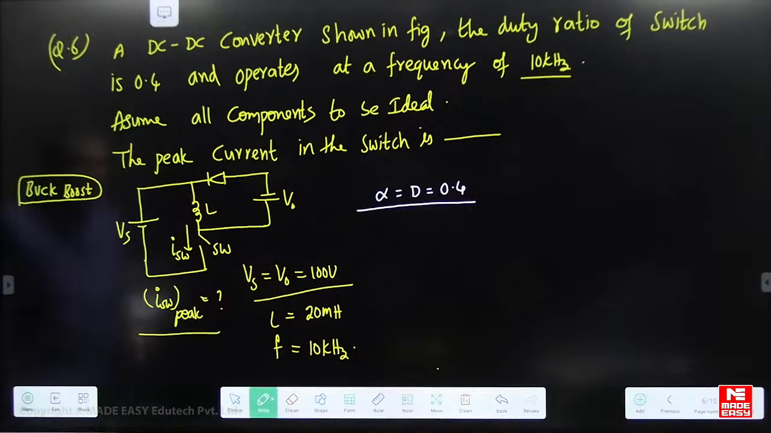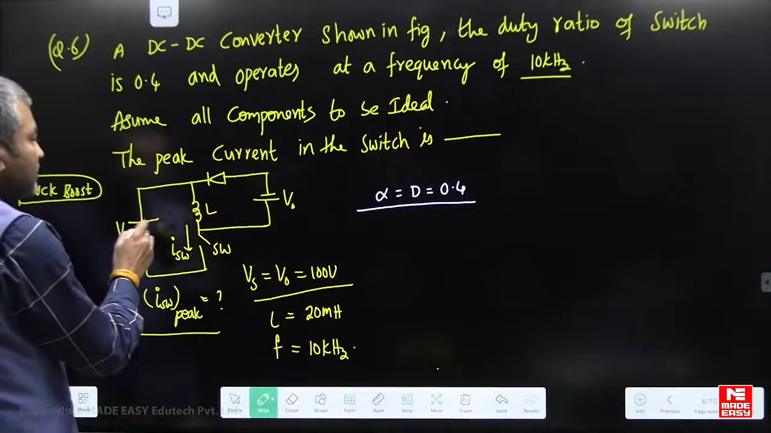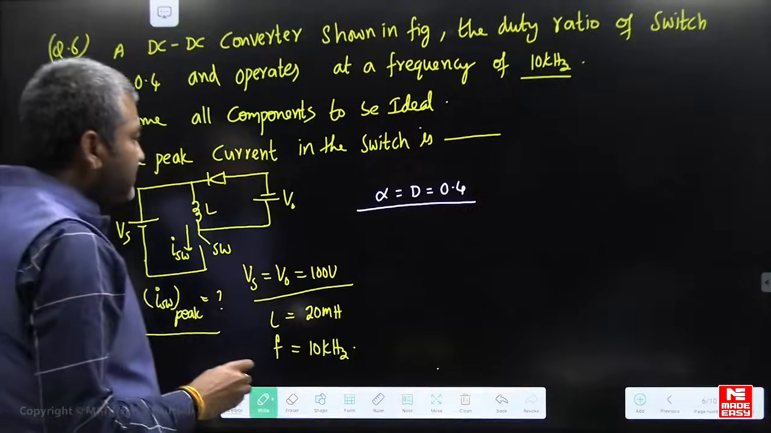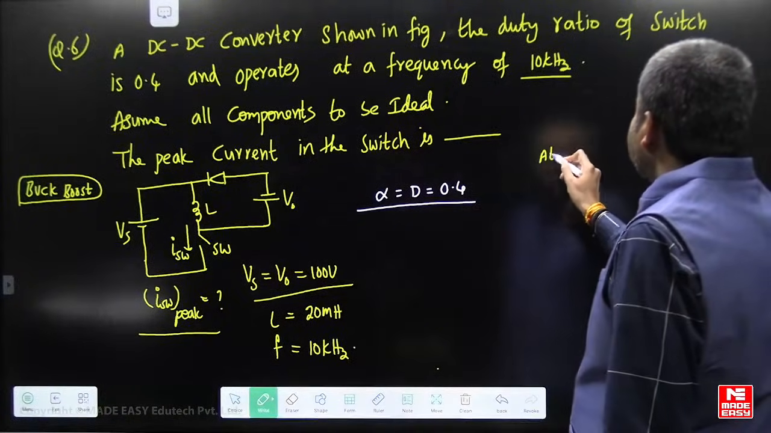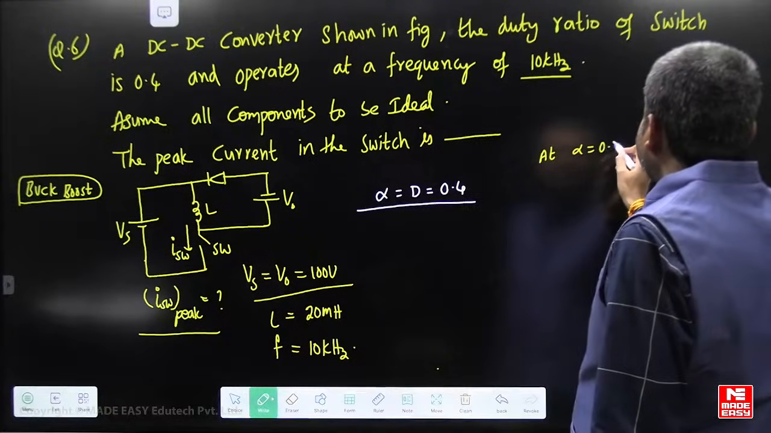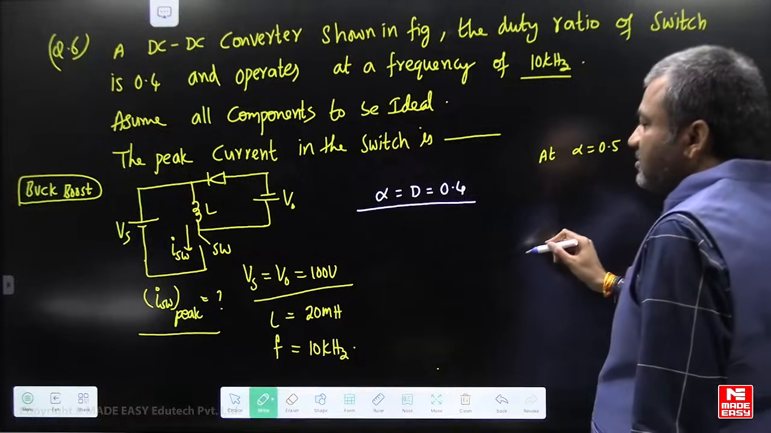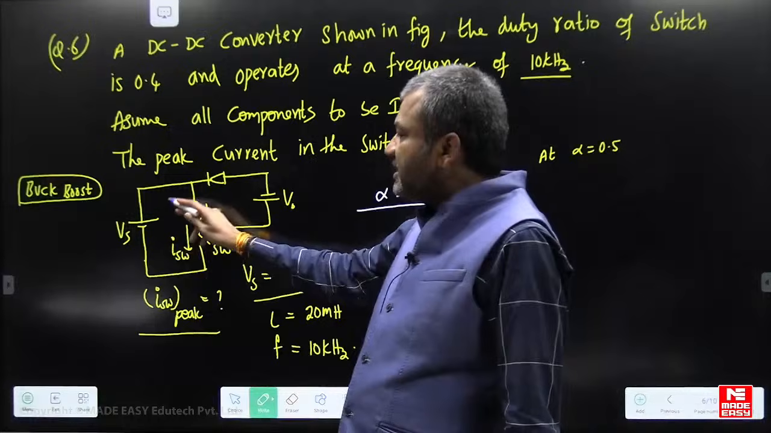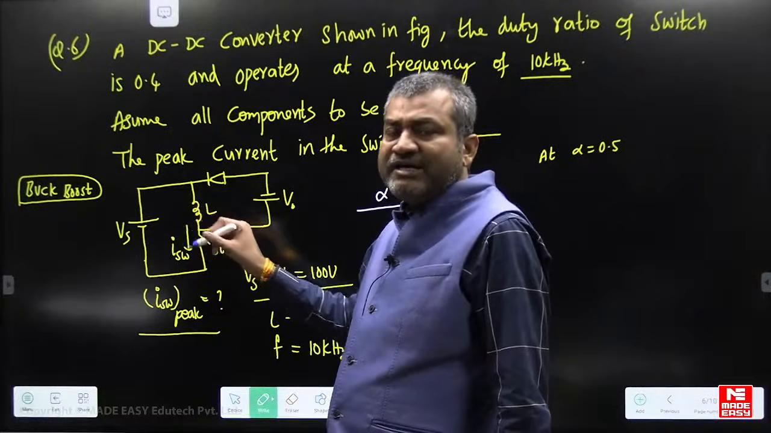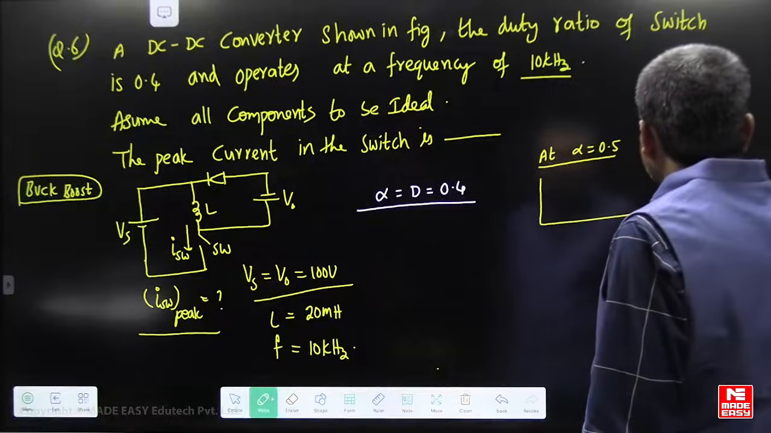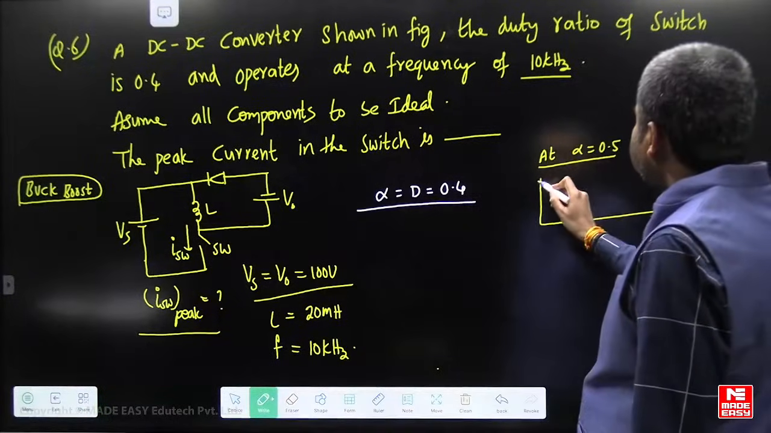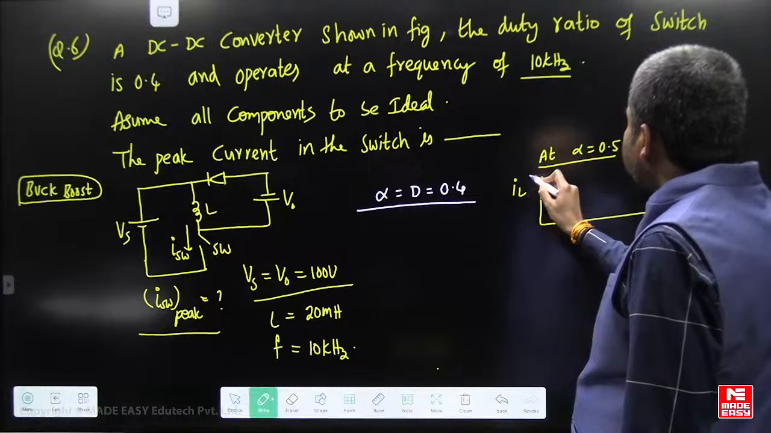This is the buck boost converter. Find the peak value of current in the switch. If you observe here, supply voltage and output voltage are the same. When supply voltage and output voltage are the same, alpha is equal to 0.5. At alpha equal to 0.5, when the switch is on, the inductor will charge and current is rising linearly.